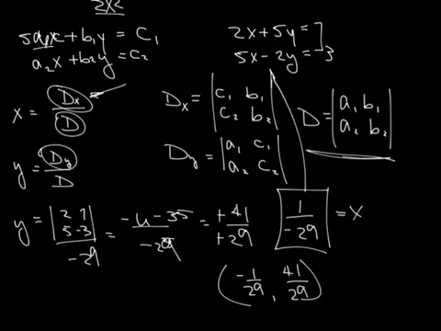Alright, so this is a simple way to solve a system of equations with two variables. You don't have to use elimination, you don't have to use substitution, you don't have to use that long matrix thingy that took forever. You just have to use Cramer's rule, and you can find your answer just like that.